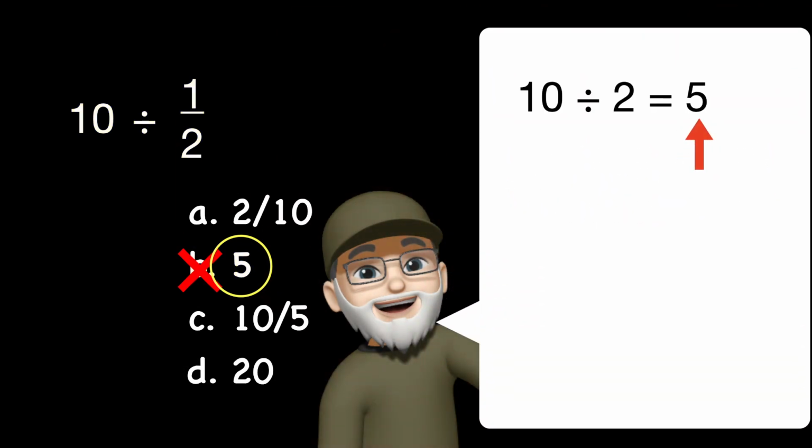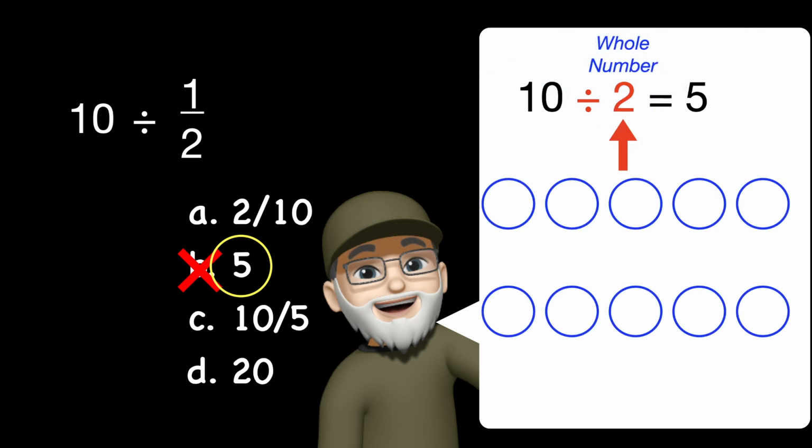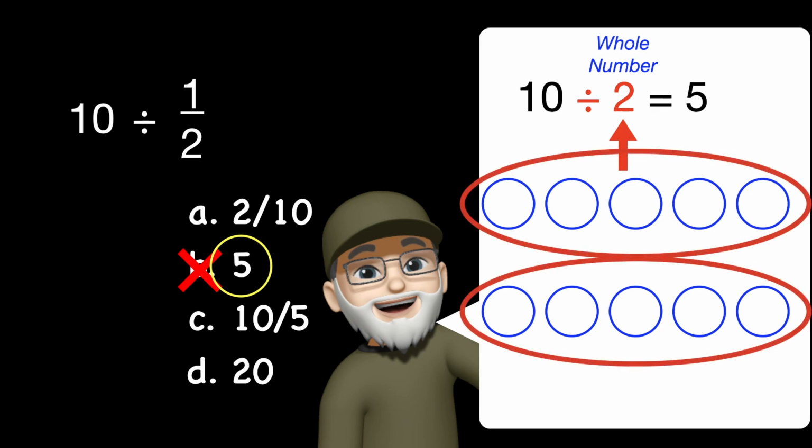To get an answer of 5 when you're dividing 10, you would have to divide by 2 to get that answer. And remember, 2 is not a fraction, that's a whole number. We can show that with 10 circles divided into 2 equal groups. Each of those groups has 5, which would be our answer for that particular problem if you're dividing by 2.